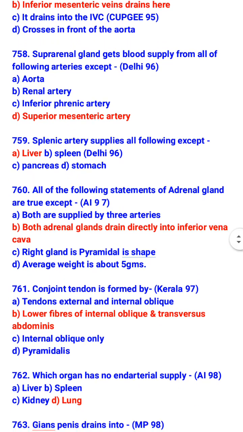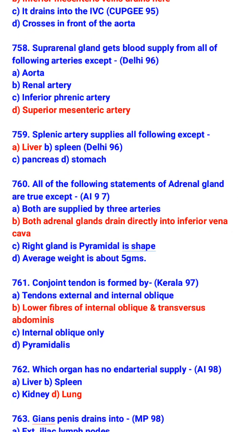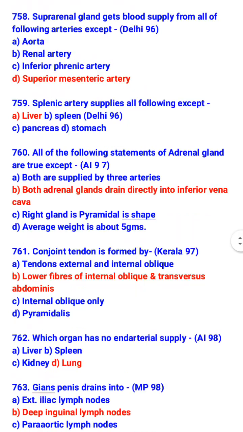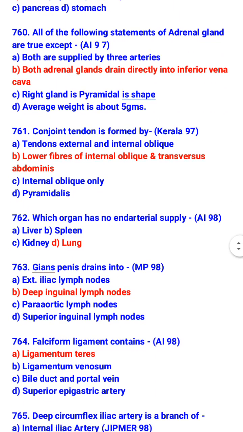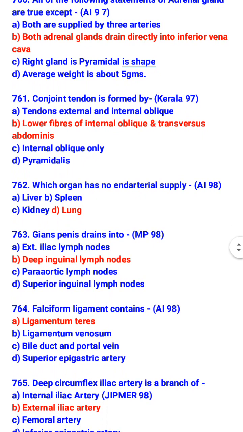All of the following statements of adrenal gland are true except both adrenal glands drain directly into inferior vena cava, which is false. What is true is both are supplied by three arteries. Right gland is pyramidal in shape and average weight is about 5 grams. Conjoint tendon is formed by lower fibers of internal oblique and transversus abdominis. Which organ has no end arterial supply? Lung. Liver, spleen, and kidney have end arterial supply.